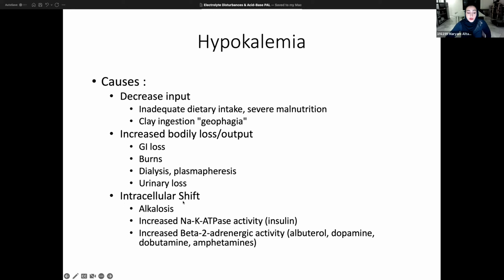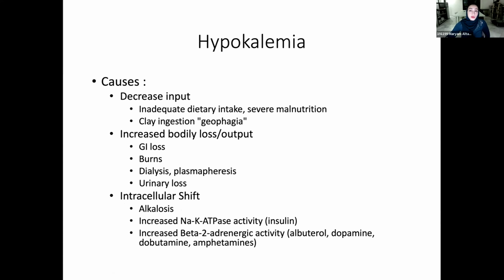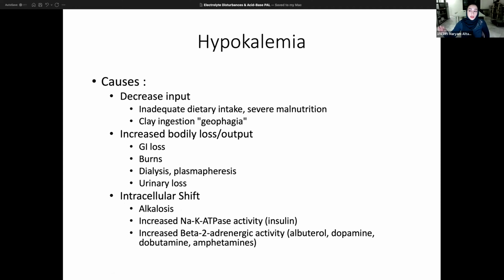Intracellular shift, remember, this is very important. It's the opposite of the other one, and it's a key thing that they can ask you on. So alkalosis, the opposite of acidosis. Remember, in alkalosis, I want to get the hydrogen ions outside because I want to correct this. So what's going to happen? I lost a positive ion inside myself, so I'm going to replace it with potassium. So you can get hypokalemia due to alkalosis.